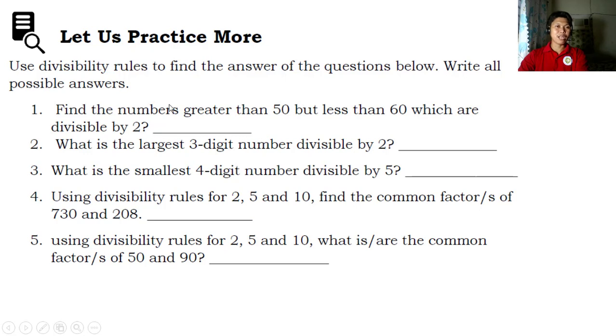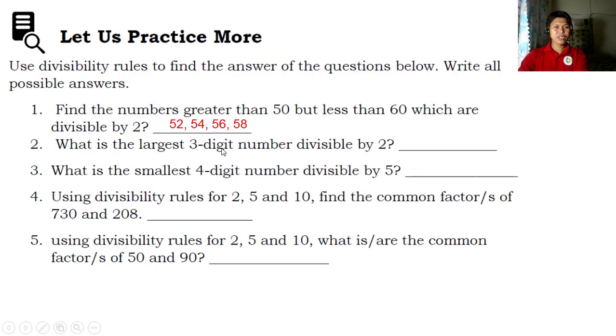Write all possible answers. So, you have number 1. Find the numbers greater than 50 but less than 60 which are divisible by 2. So, even numbers. Hindi pwede ang 60 kasi dapat mas malaki sa 50. So, obviously, start tayo sa 52. Ayan, 54, 56, and 58. Hindi natin pwedeng isali ang 60 kasi less than 60 dapat.